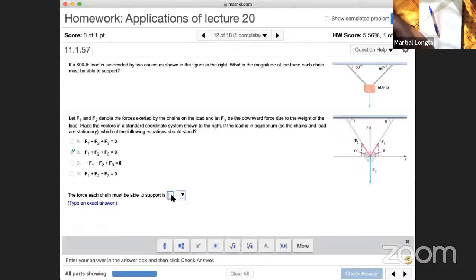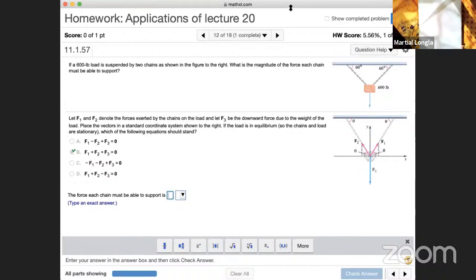So here the question is, what is the force that each of these chains must be able to support? So what is F1? Technically, that means what is F1, what is F2. And the reason why you just have one spot here is that the angles being the same, the two forces will end up having the same magnitude. How do we find them? How do we find the two forces that are there?